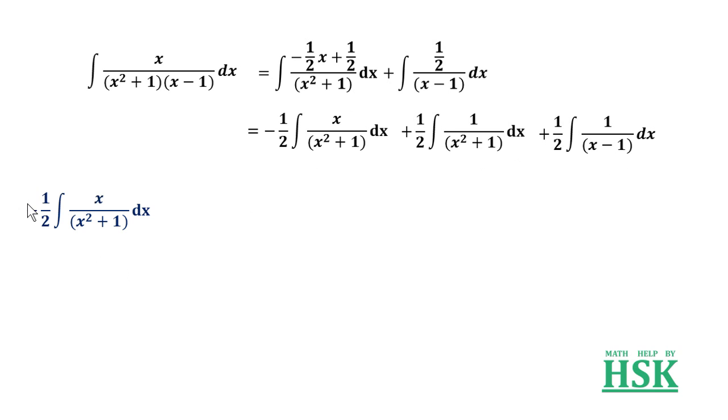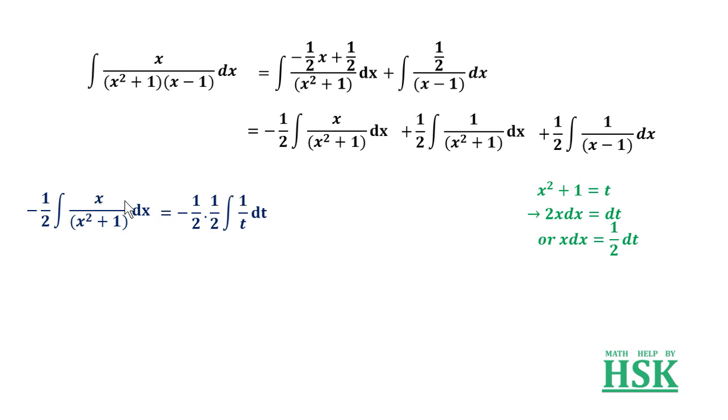So taking this function minus 1 by 2 x upon x square plus 1 dx. So what I do here, I substitute x square plus 1 is equal to t, right? Differentiating both sides with respect to x, I get 2x dx is equal to dt, or x dx is equal to 1 by 2 dt, right? So placing instead of x dx 1 by 2 dt, and for this term I am going to place t. Integration of 1 upon t would be equal to log t, so this will be equal to minus 1 by 4 log of t. T is equal to x square plus 1, so this will be equal to minus 1 by 4 log of x square plus 1.